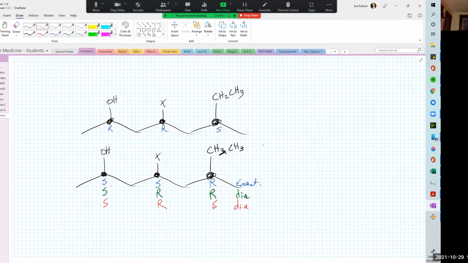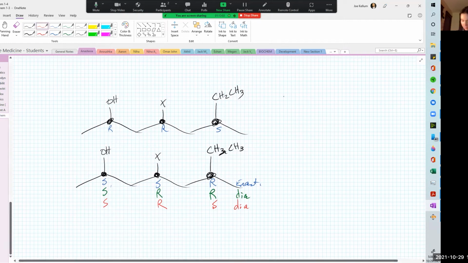There are 2n possible stereoisomers. Oh, it's just 2n. Dang it. I think it's just 2n. So then it's going to be 2n, but then it'll be 2n minus 2. I squared it. I don't know why I squared it. So diastereomers would just be 2n minus 2.